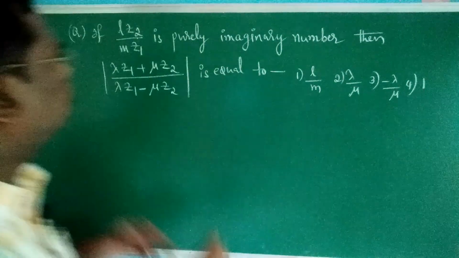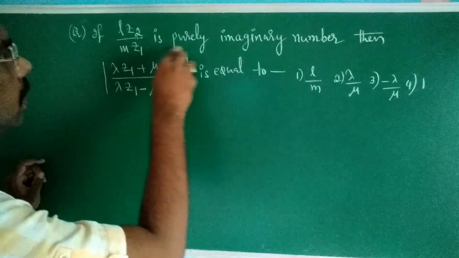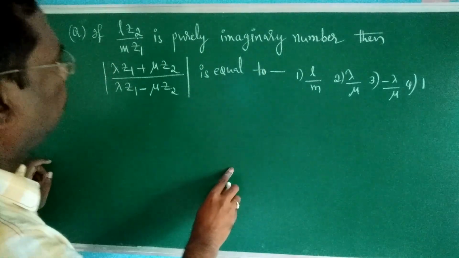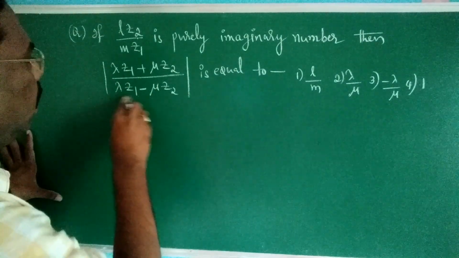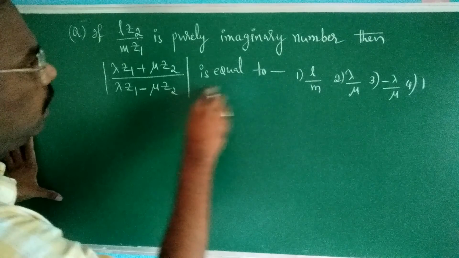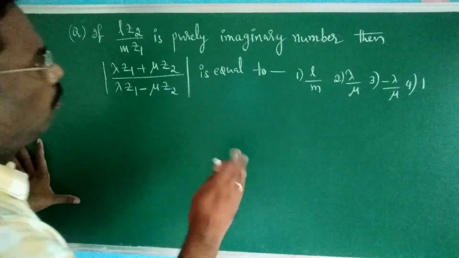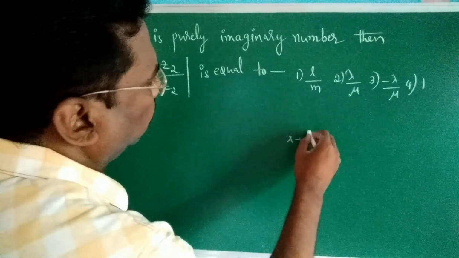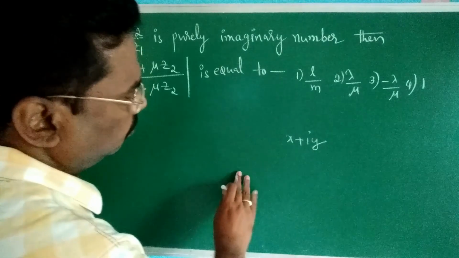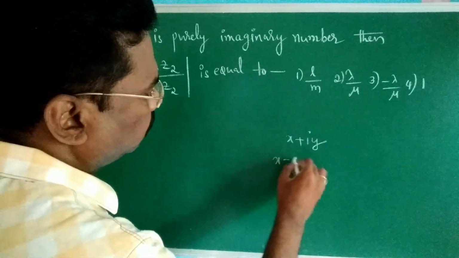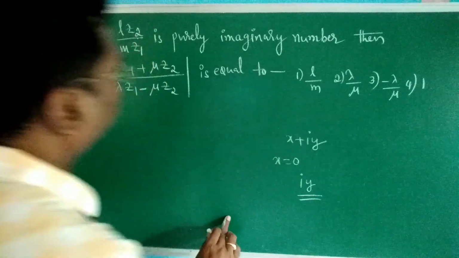Okay, next one: if lambda Z2 by mu Z1 is a purely imaginary number, then lambda Z1 plus mu Z2 by lambda Z1 minus mu Z2 equals. Now, purely imaginary means if x plus iy is a complex number and the real part is 0, that is x is equal to 0, then iy is called purely imaginary.